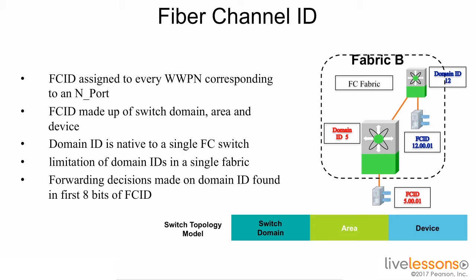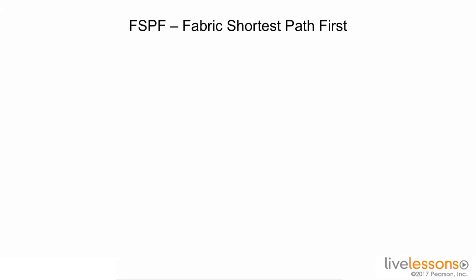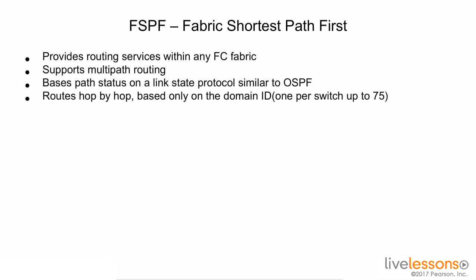Forwarding decisions across the fabric are made based on that domain ID by a protocol in the fabric services called FSPF, or Fabric Shortest Path First, similar to what OSPF is used for as a routing protocol on an Ethernet network. FSPF provides routing services within any Fibre Channel fabric. It supports multipath routing and bases the path status on the link state protocol, similar to OSPF, as I mentioned before.